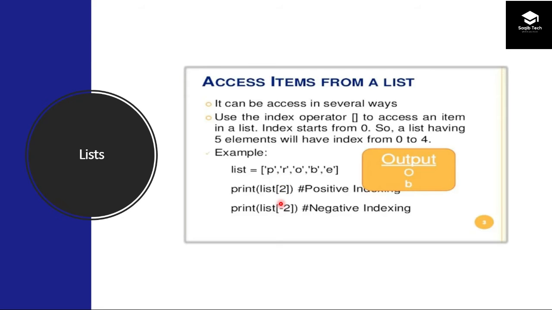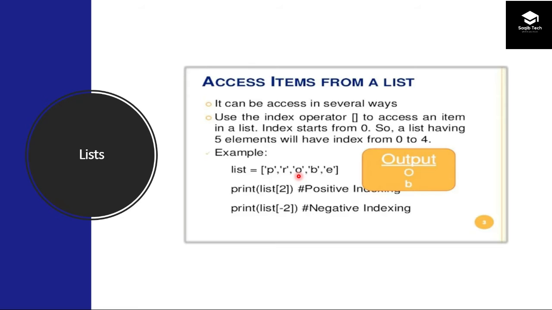Do you know what the index is? In the last lecture we also talked about that whether it's a string, a list, or an array, anything starts from index 0, then 1, 2, 3, and so on. So the first item P is at index 0, then at 1 is R, and so on. If we want to print the O from that list, we put the list name, then the index operator, and between it 2, because O is at index 2.